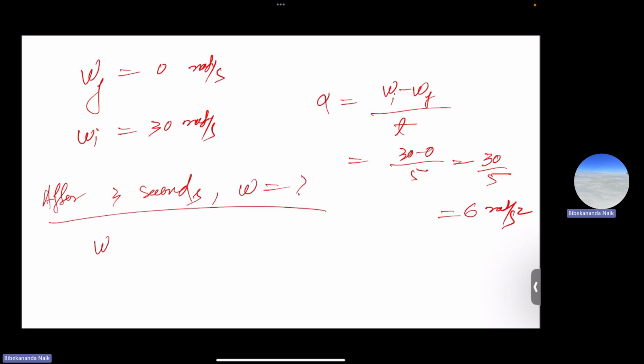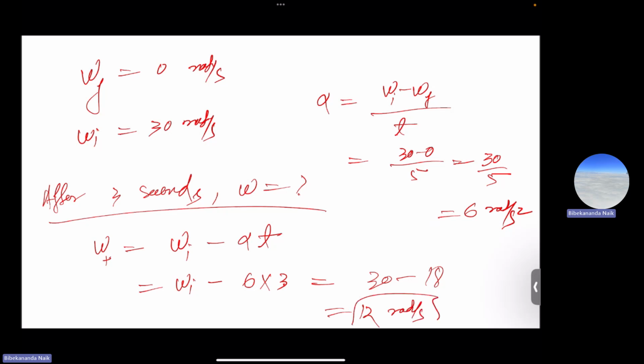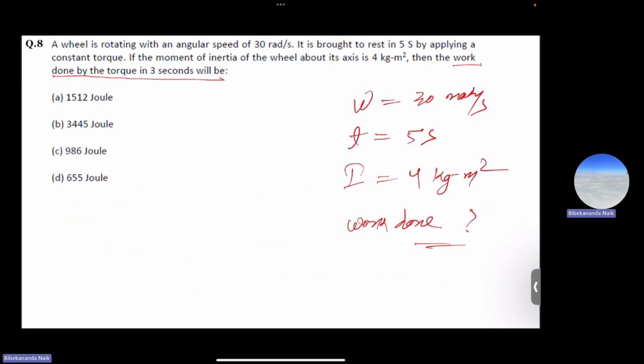So omega, suppose it's omega t, it will be omega I minus alpha t. So omega I minus alpha is 6, t is 3. So it is 30 minus 18. So 12 radian per second.